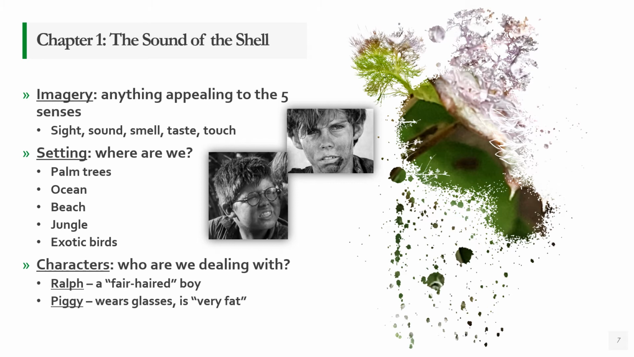But the one thing that Piggy does say about it is he says, if you blow into one end of it, it sounds like a trumpet. He says you can make it into a trumpet if you want. And so Ralph tries it, okay?